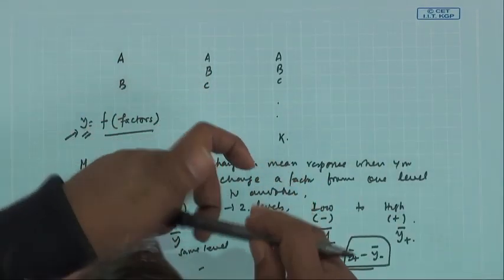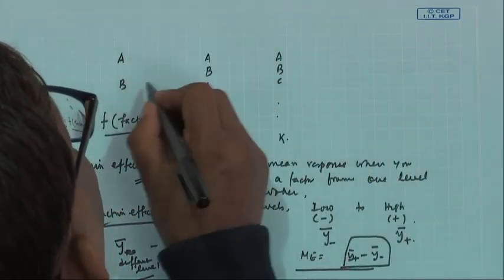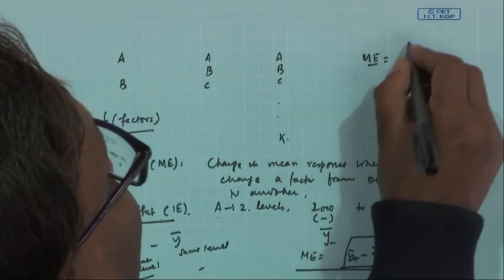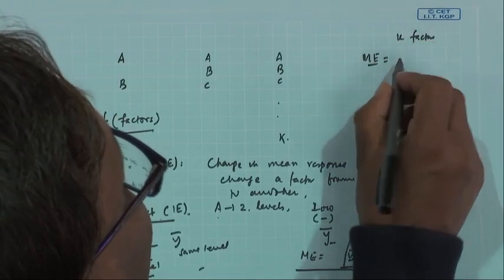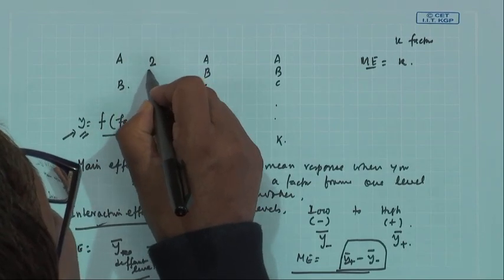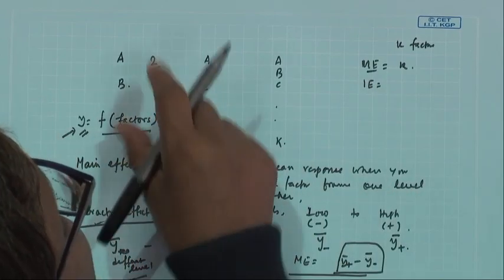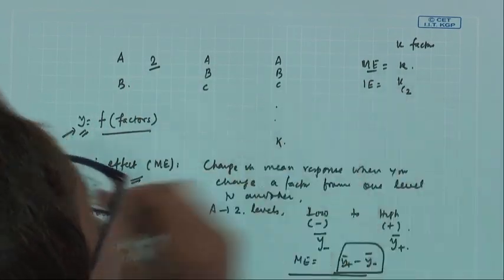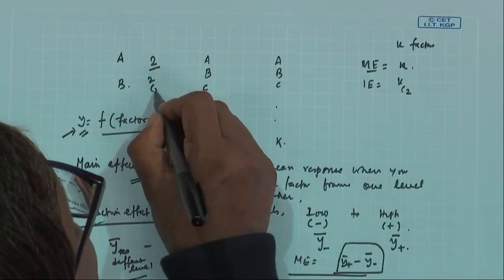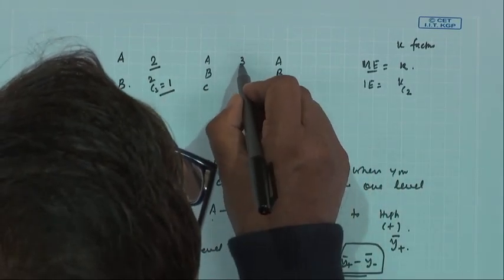Another important thing is, what will be the total number of main effects? If there are k factors, main effects will be k. For example, here 2 factors, so 2 main effects. What will be the interaction effects? Interaction effects will be k C 2. If there are 2 factors, then 2 C 2 will be 1. Similarly, in the 3-factor case, 3 main effects.